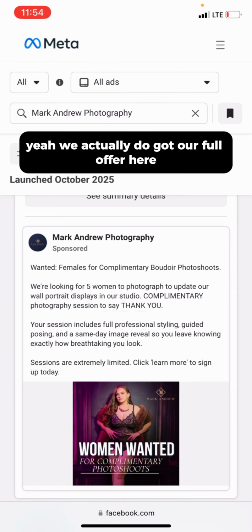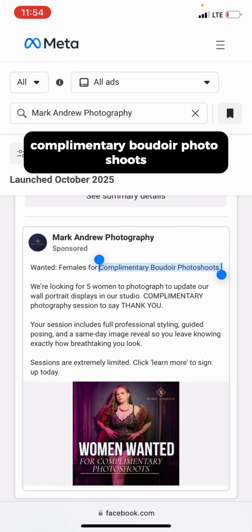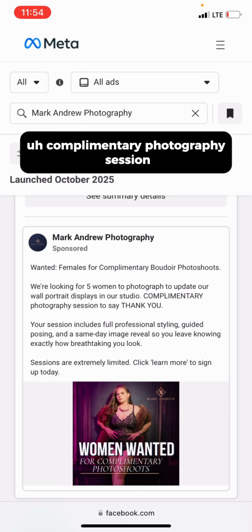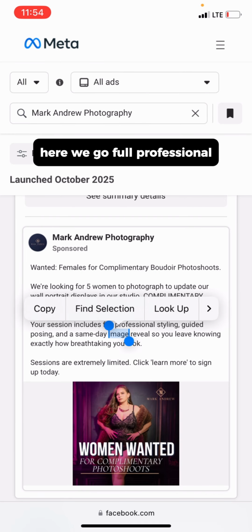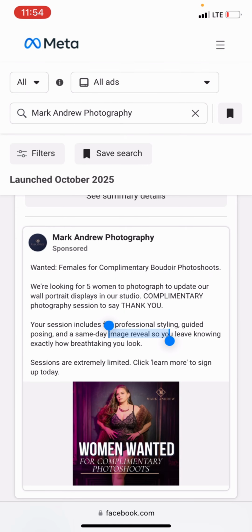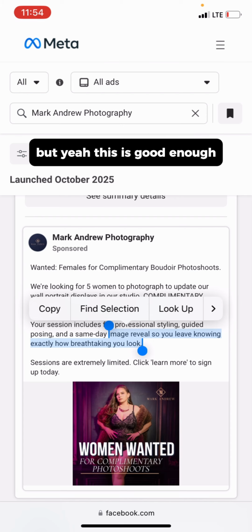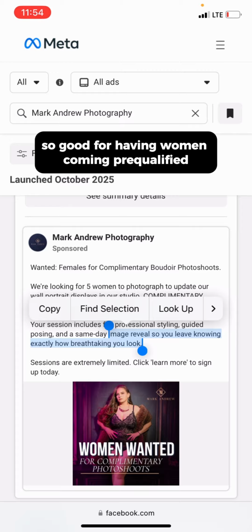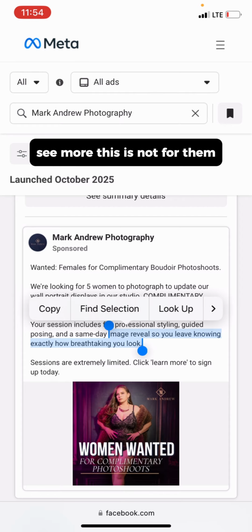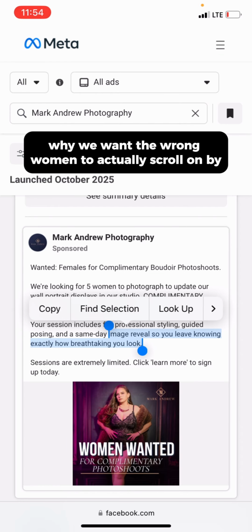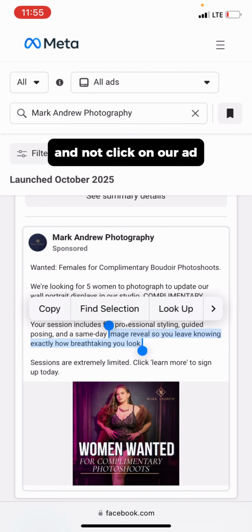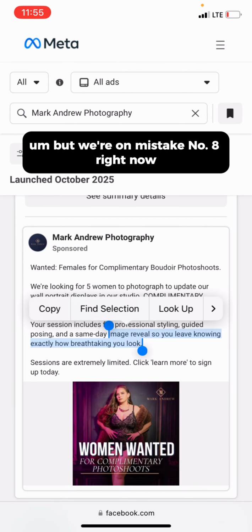All right, so this one, yeah, we actually do have our full offer here. Complimentary boudoir photo shoots, complimentary photography session. Okay, full professional styling, guided posing, same day image reveal. All right, great, we have our full offer here. We could add some more stuff, but this is good enough. So good, we're having women come in pre-qualified, they click see more. If this is not for them, which is 95% of women, they keep scrolling on by, which is perfect. We'll learn more about that in mistake number 9, where we want the wrong women to scroll on by and not click on our ad. But we're on mistake number 8 right now, potential mistake number 8.